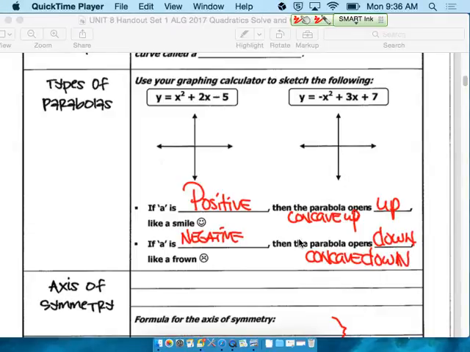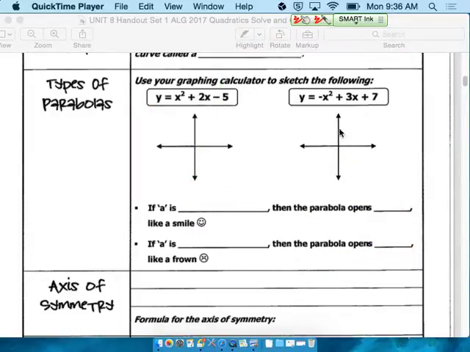And so now to look at the examples. Here, A is positive 1. Here, A is negative 1. So this shape would turn up. This shape would turn down. Concave up, concave down. And that's determined strictly by the sign of the lead coefficient. So we're going to plot a few key points on the curve.